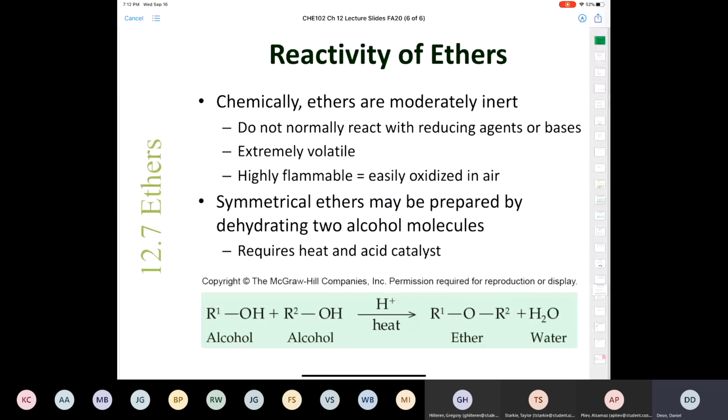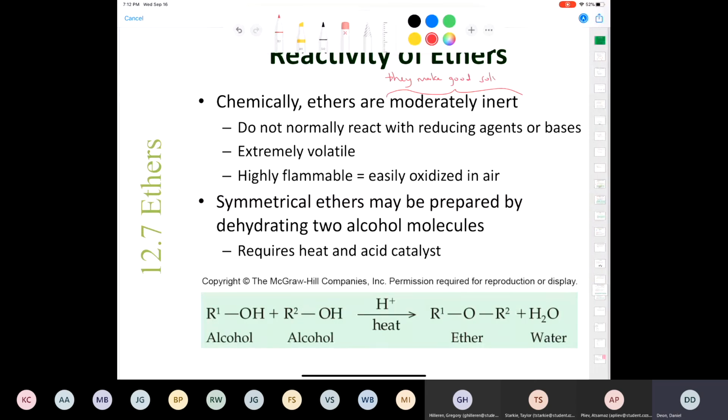It says here the reactivity of ethers. It says chemically, ethers are moderately inert. Okay, and you might be thinking, well, that's kind of boring if you can't do much with an ether. Well, what I'll tell you is that the fact that they're moderately inert means that they make good solvents. So ethers are very commonly used as solvents in organic chemistry because they don't react, generally speaking. It says they don't normally react with reducing agents or bases.